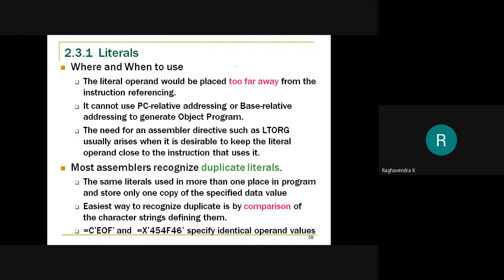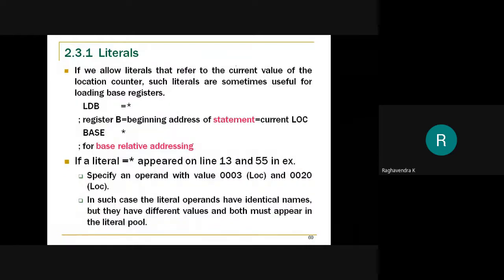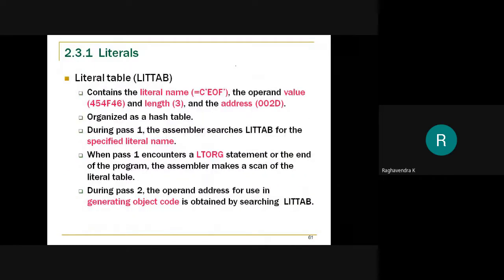And when and where to use it, we have already discussed, and how the assembler handles duplicate literal values has also been discussed. There is one data structure that is used for literals, which is called LITTAB. It stores the name of the literal, the value of the literal, the length of the literal, and the address that is assigned to it. During pass 1 the literal table is filled up by the assembler, and during pass 2 it is used in order to generate the object code. So that is how literals are handled.